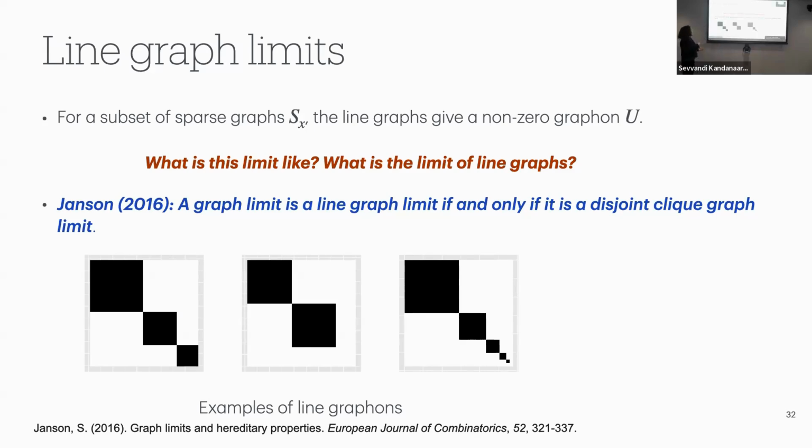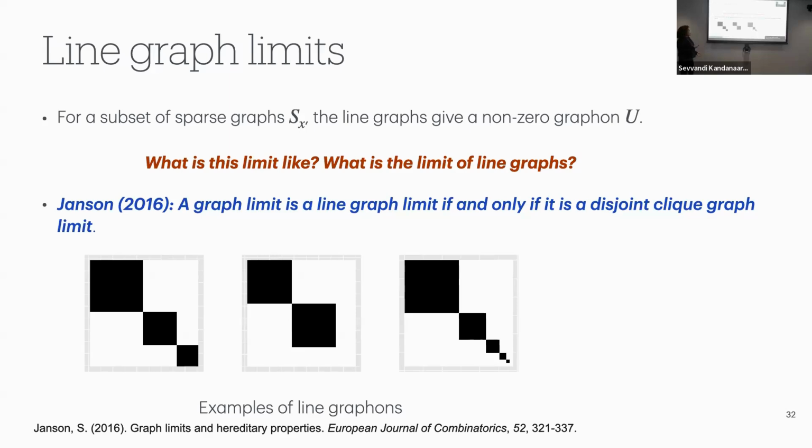Then we found this theorem by Janson in 2016, in the paper Graph limits and hereditary properties: a graph limit is a line graph limit if and only if it is a disjoint clique graph. So line graph limits can only be like that. It doesn't need to go from one end to the other end. There can be empty bits, but it needs to be like that. That's a line graph limit.